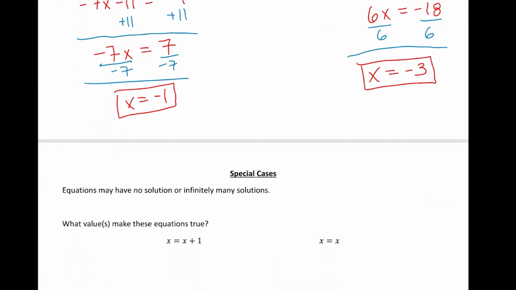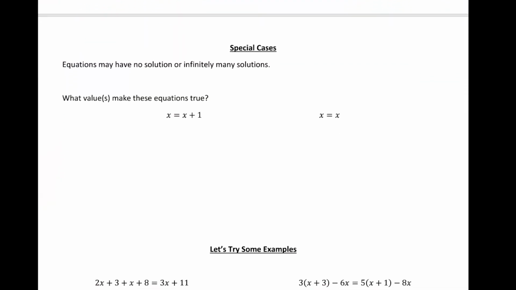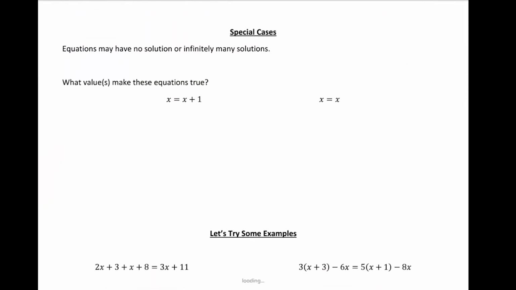Now, there are some weird corner cases that might occur. We call these special cases. This is where you have an equation that either has no solution or every number is a solution. If an equation has no solution, we call that a contradiction. And if an equation has infinitely many solutions, or more specifically, if every number is a solution, we call that an identity.